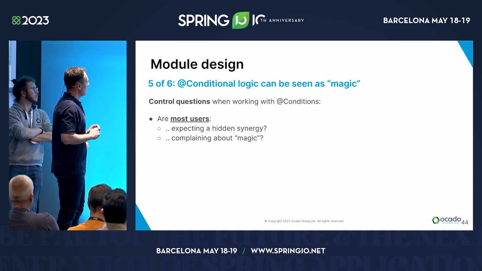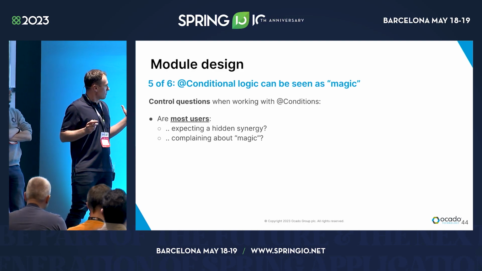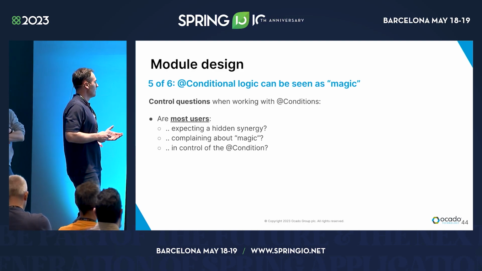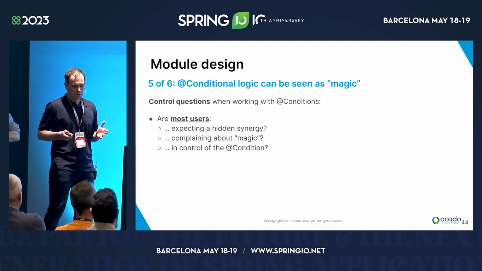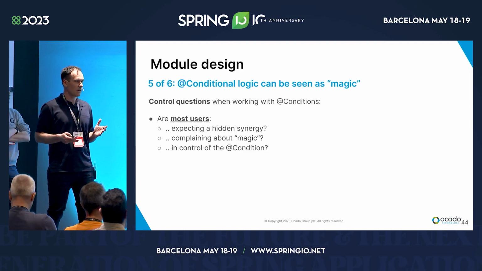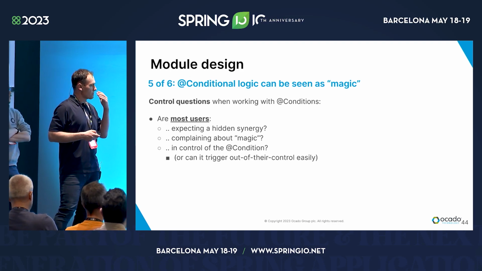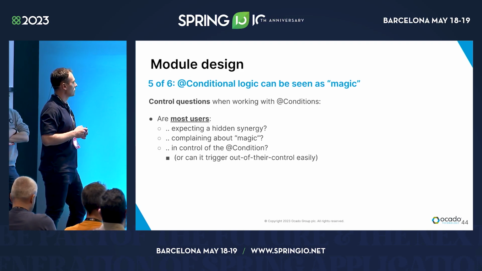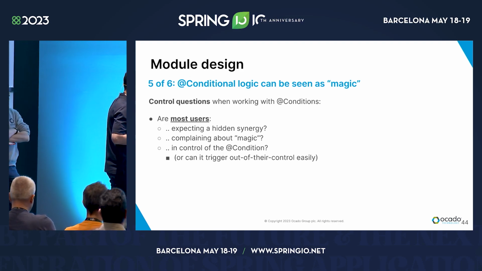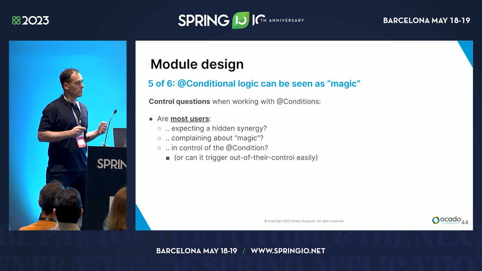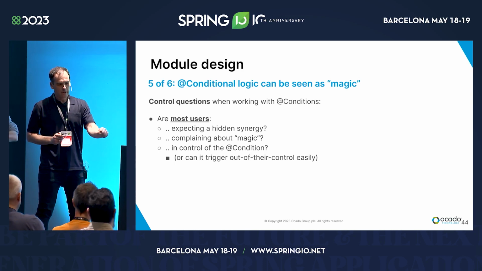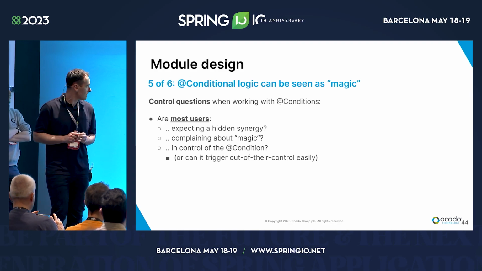Does the user, or many users, complain about certain magic in a certain place? Or is he even in control of the condition? Maybe he cannot control it, because he adds another library that turns on the condition and triggers it out of his control. So if the answers to some of those questions are negative, maybe we should remove the condition and make it just a simple starter that is put there and does one thing.